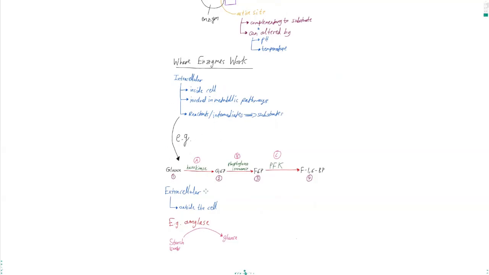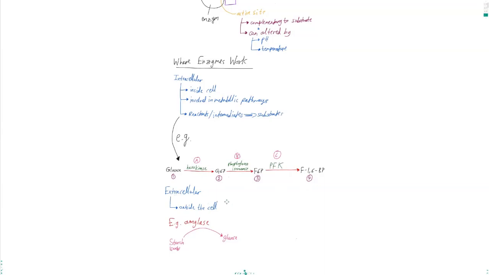So for example, we have glycolysis, which you will learn about in year two, where glucose is converted into G6P by an enzyme hexokinase. G6P is converted to F6P by an enzyme called phosphoglucose isomerase. And an enzyme called PFK converts F6P into F16BP. And this is an intracellular metabolic pathway called glycolysis.